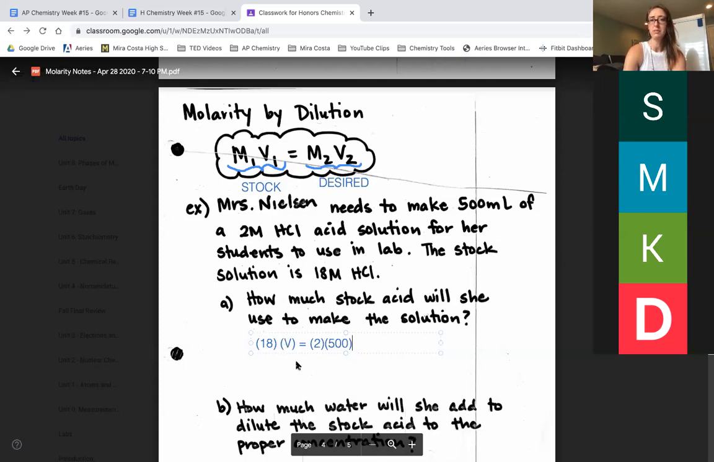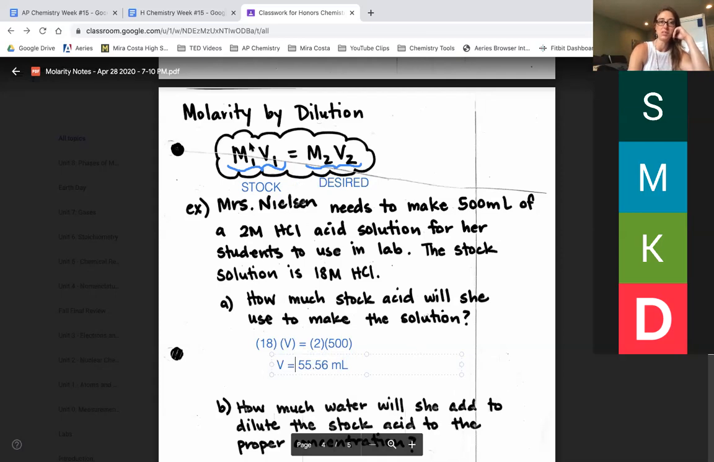So it's pretty simple, right? You just plug and chug again, divide both sides, multiply both sides. I'm sorry, multiply the 2 times 500, divide it by 18. And we should end up with a volume of 55.56 milliliters. So in other words, I'm going to go ahead and measure out 55.56 milliliters of that really concentrated stock solution.